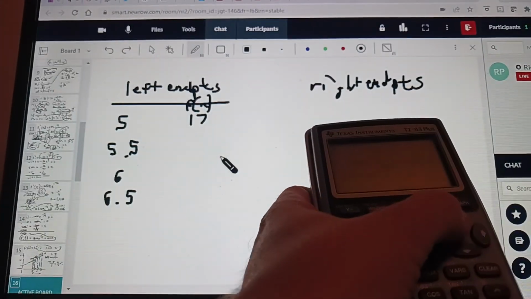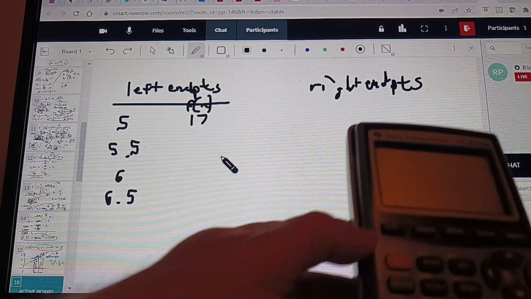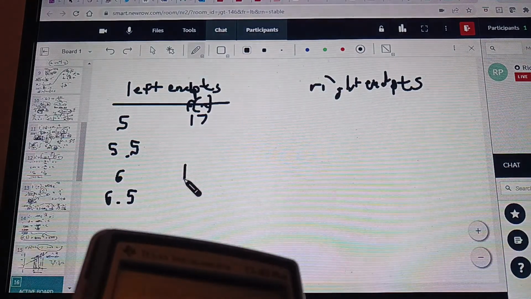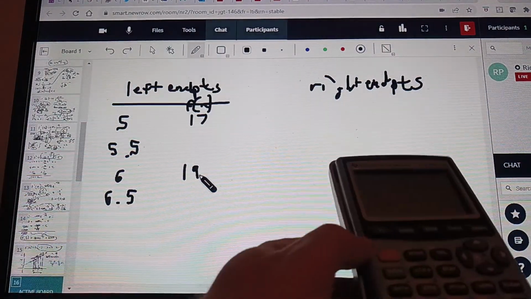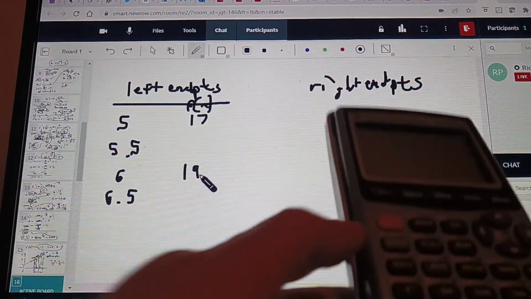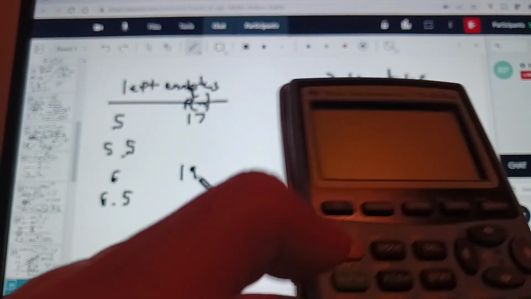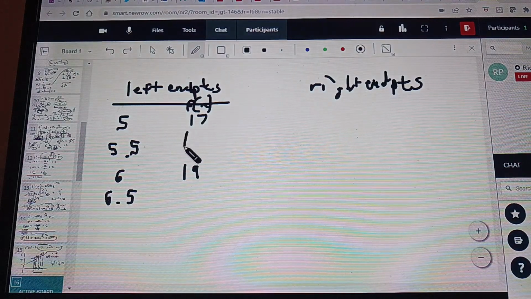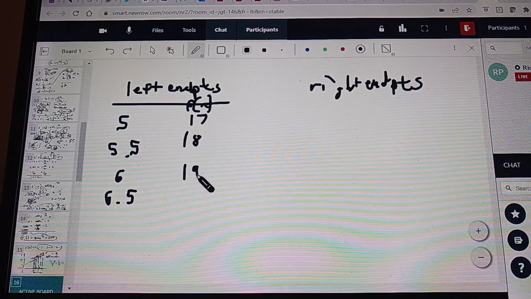Then if I change the 5 to a 6 first, just because I can type right over it, now I got 19 for that one. Now I'm going to change the 6 to 5 point 0.5. So that's 18. And maybe you can tell what's happening here. 17, 18, 19. This one's going to be 20.